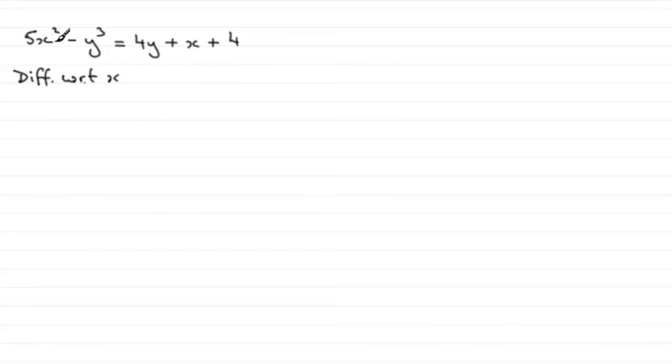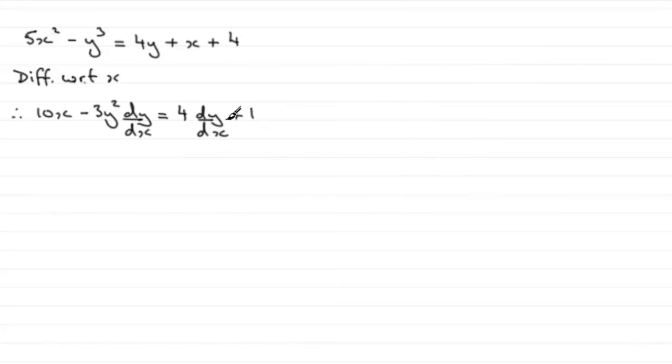So if we differentiate this with respect to x, the first term would go to 10x. If we differentiate minus y cubed with respect to x, we get minus 3y squared dy by dx. Okay, and then that's going to equal, and if we differentiate 4y with respect to x, we get 4 dy by dx. And then if we differentiate x with respect to x, we get 1, and if we differentiate the constant here, 4, with respect to x, it's just 0.